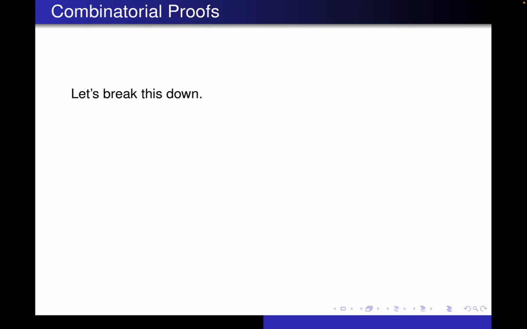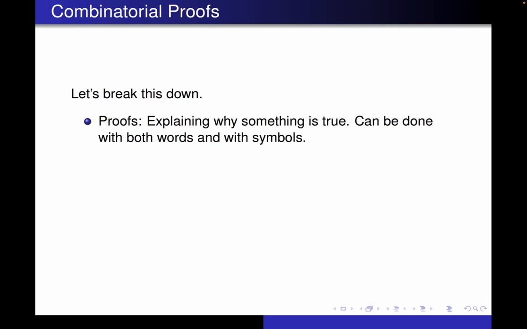All right, so to understand what combinatorial proofs are, let's break it down. We have the word proofs in there, and all a proof is doing is explaining why something is true. So you say something is true, and you give a convincing explanation of why it's true. This often is done with words. Sometimes it's done with symbols, but it's just got to be communicated.